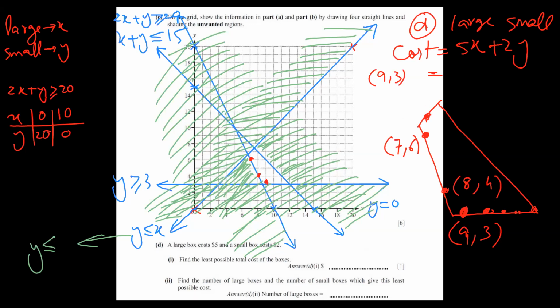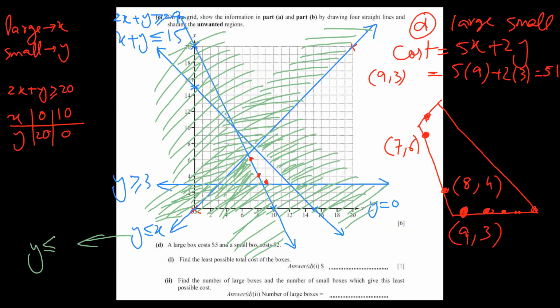Bismillah ar-Rahman ar-Rahim. So 5 times 9 and 2 times 3. Let me calculate for you. So 9 fives are 45, and 45 plus 3 twos are 6. So I'm getting $51.